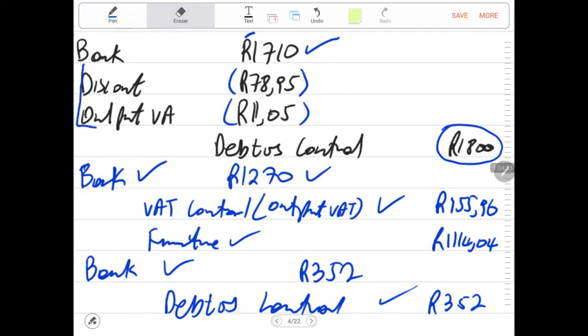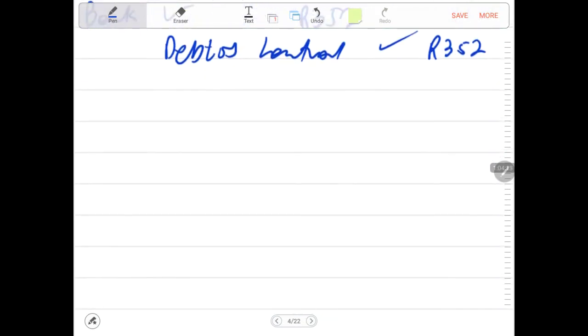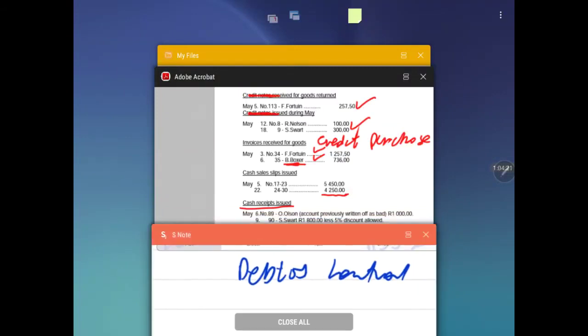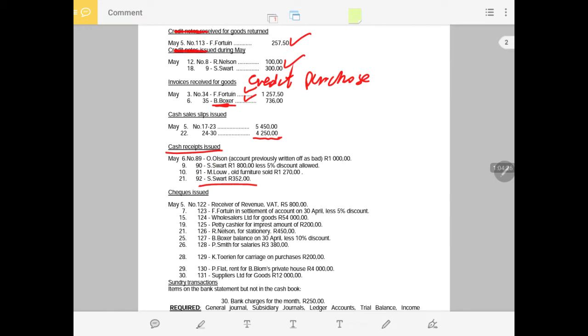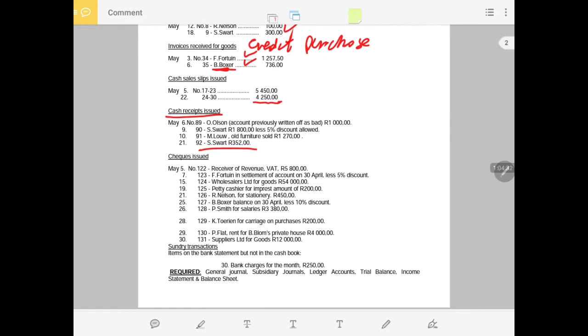Remember, when the inventory was sold, output VAT was recorded. So that is why we don't account for VAT in this scenario. Now we come to the checks that were issued. These are the last transactions. I will probably not do all of them, honestly.